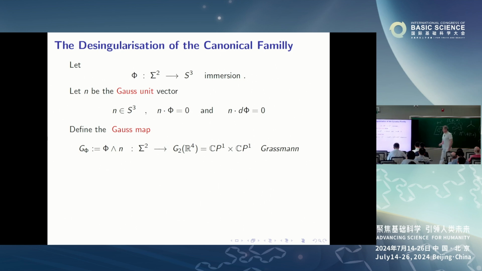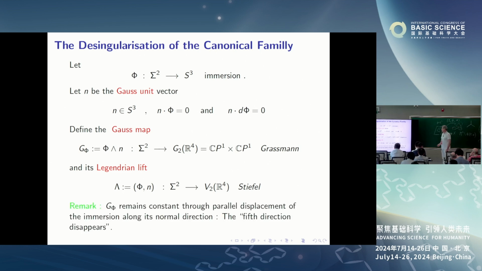And now, using these two vectors, you can produce the two-plane generated by them in R4. So the space of two-planes here, G2R4, is identified to CP1 times CP1. And if you want to keep even more information, you can remember phi and n. You can take the two vectors, a pair of two-frames. So you are then taking values in the Stiefel manifold of two orthonormal vectors in R4.